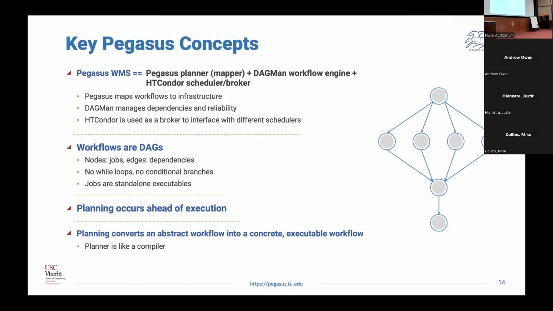The planning part of the workflow occurs ahead of execution. What this means, I'll go into more details in the next slide. But essentially, the Pegasus planner takes this high-level description of your workflow and compiles it into an executable workflow for your target execution environment. So one way to think about Pegasus is as a workflow compiler.